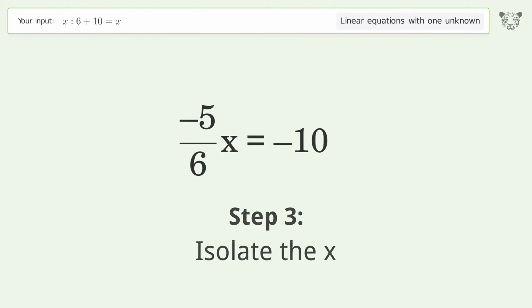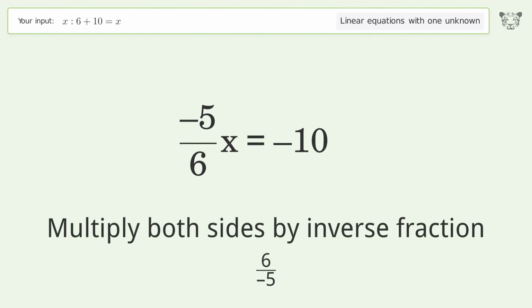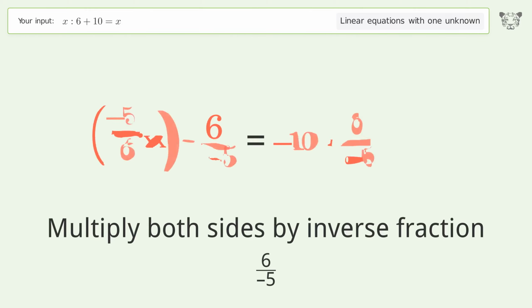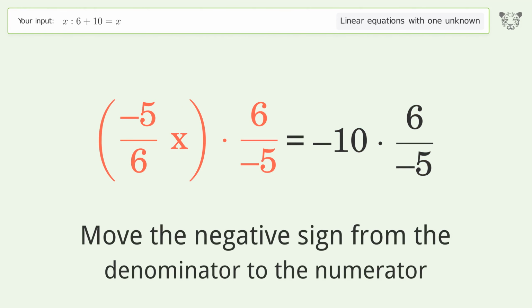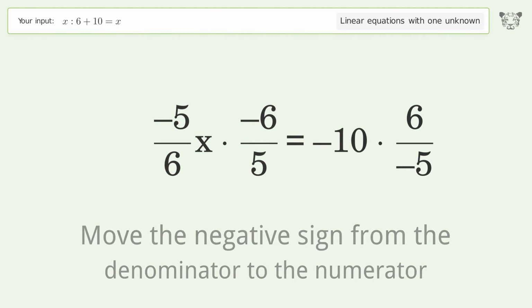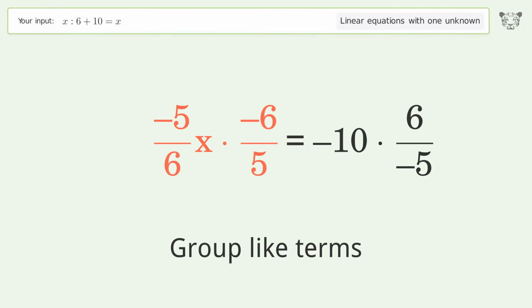Isolate the x. Multiply both sides by inverse fraction 6 over -5. Move the negative sign from the denominator to the numerator. Group like terms.